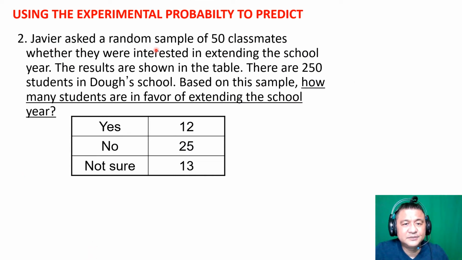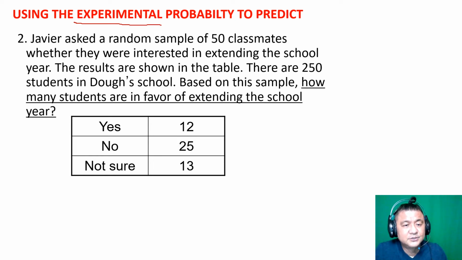Javier asked a random sample of 50 classmates whether they are interested in extending the school year. The results are shown in the table. There are 250 students in Doug's school. Based on this sample, how many students are in favor of extending the school year? So this is an experiment. A survey is the experiment. It's not theoretical yet because theoretical is set in stone. Okay, it's not always the same.